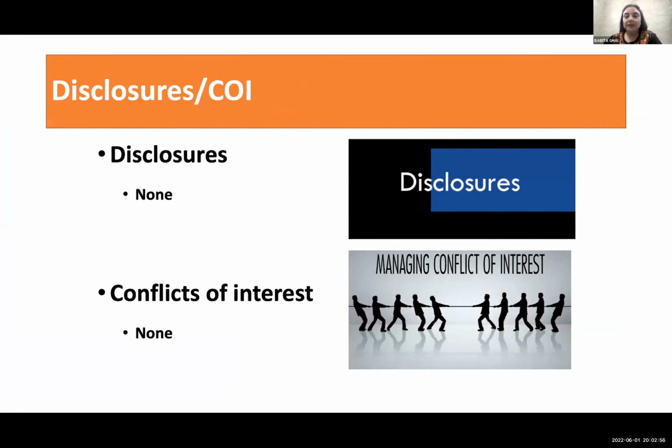Before I move further, I don't have any disclosures or conflicts of interest, except that, as a speaker, we all are so passionate about delivering a talk that we try to manage a balance between the content and the delivery, as well as the time balance. So I'll try to finish my talk as far as possible in 20-21 minutes, the time assigned to me.